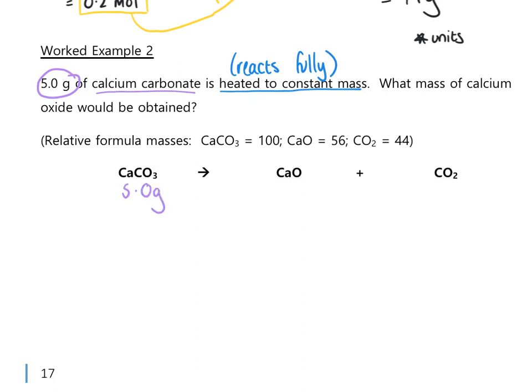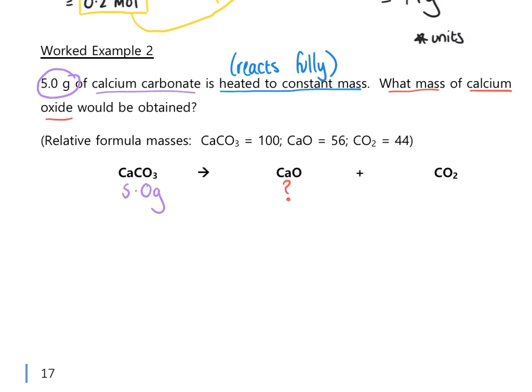Second part of step 1 is to write a question mark underneath what I'm trying to work out. So let me go back to the question. It says what mass of calcium oxide would be obtained. So I want to ultimately work out the mass of calcium oxide. So I'm going to put a question mark underneath calcium oxide in my equation, which is CaO. So those are the two things I'm working with. I can essentially ignore carbon dioxide. It's not going to be part of this calculation. So I'm going to be using calcium carbonate and calcium oxide.